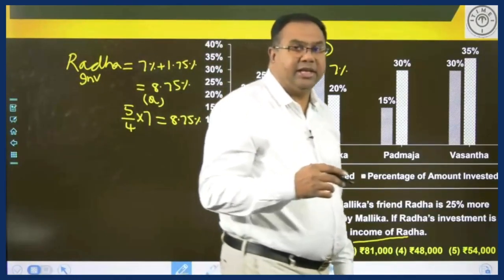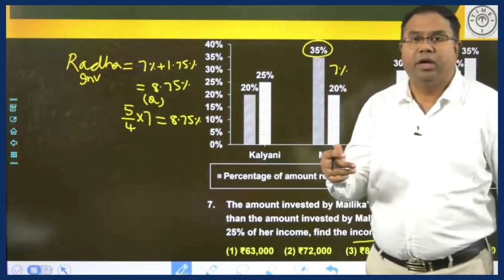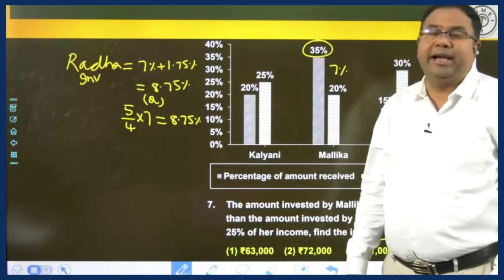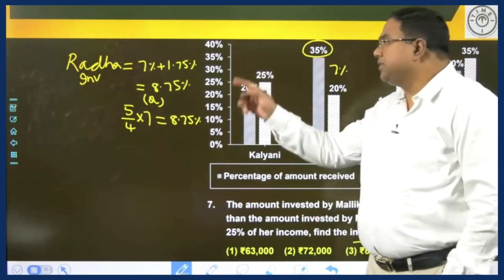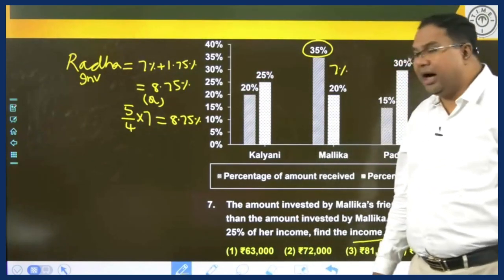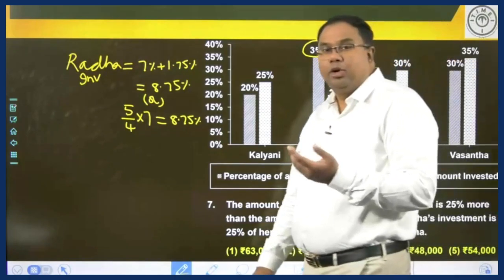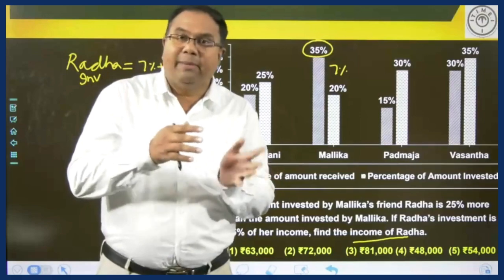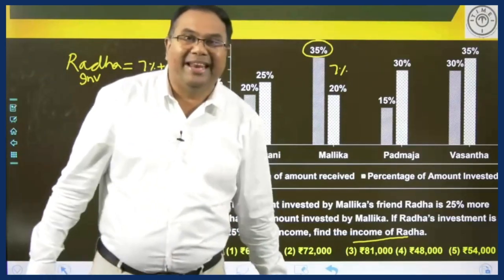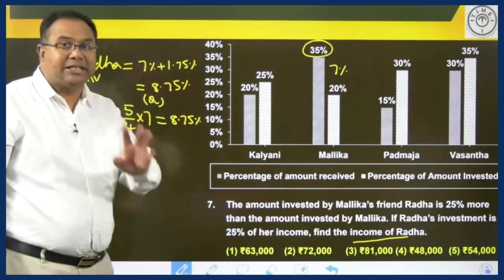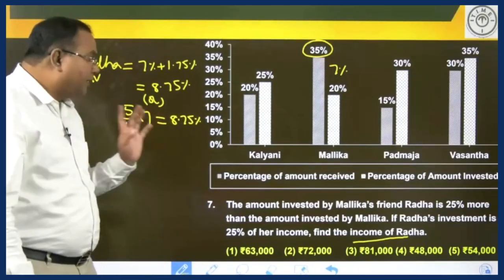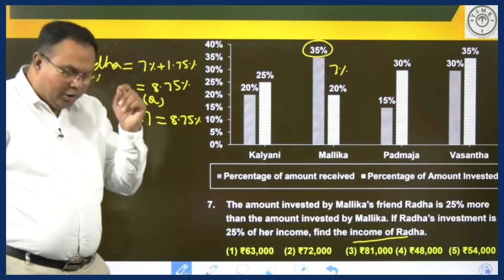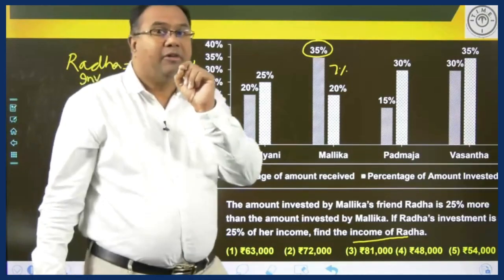I can also solve it like this. Mallika's investment is 7%, and she is investing 25% more. 25% of 7 is 1/4 of 7, which is 1.75. So 7 plus 1.75 is 8.75%. Or, 25% more means the base is 100, so 100 plus 25 is 125% of Mallika's investment. 125% is clearly 5/4. So 5/4 of 7 has to be 8.75%.